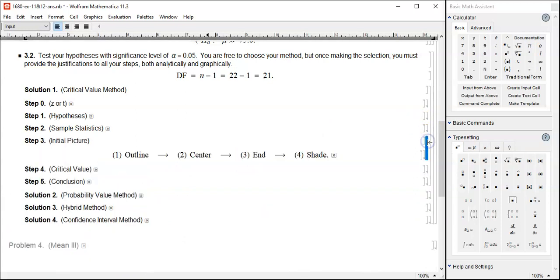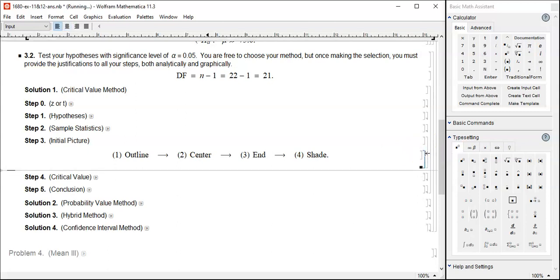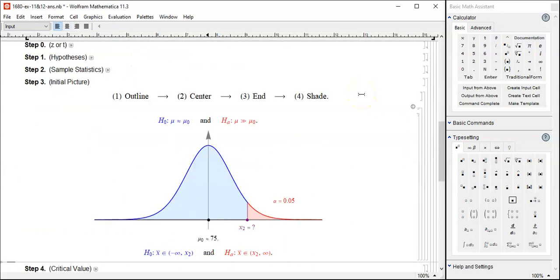Okay, here's the initial picture. Again, t-curve and normal curves, z-curve, are pretty much the same unless you use a really precise computing or graphing tool and look at them side by side or overlapped. If you use a hand-drawn picture, you cannot tell the difference with the naked eye.